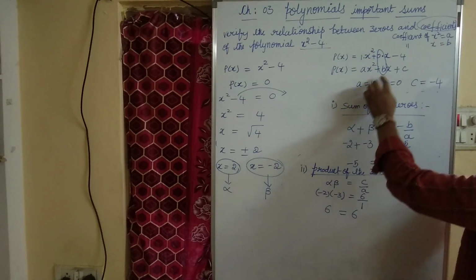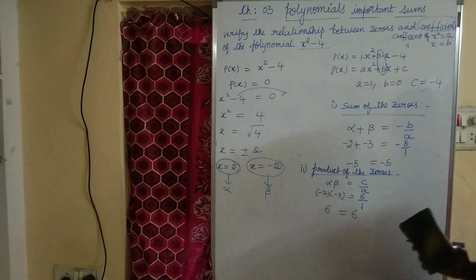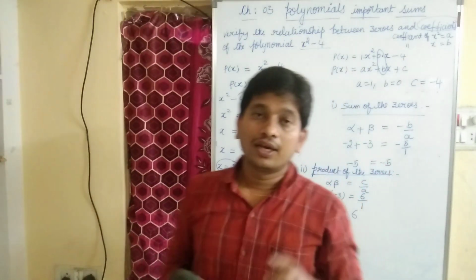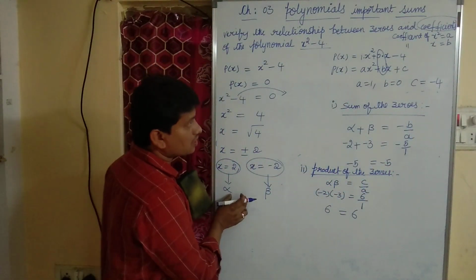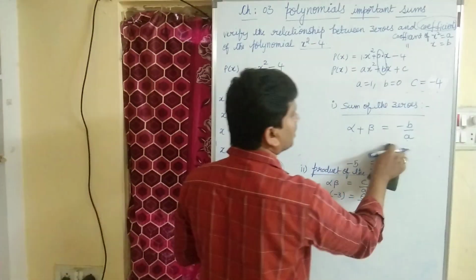A value 1, b value 0, c value minus 4. Now let us verify the relationship between zeros and coefficients. So the first relationship is alpha plus beta.